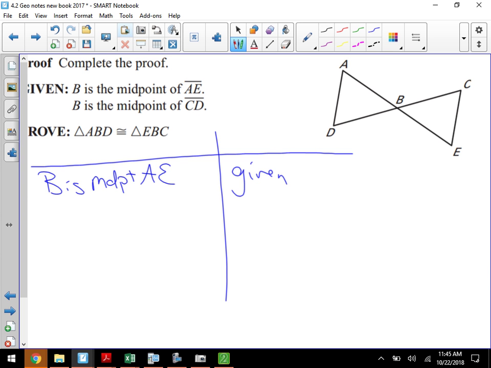So if B is the midpoint of AE, what do you do to your diagram now? Mark it. What are the 2 segments that are equal? B is the midpoint of AE. AB and BE. Perfect. We mark it, then we write it down.